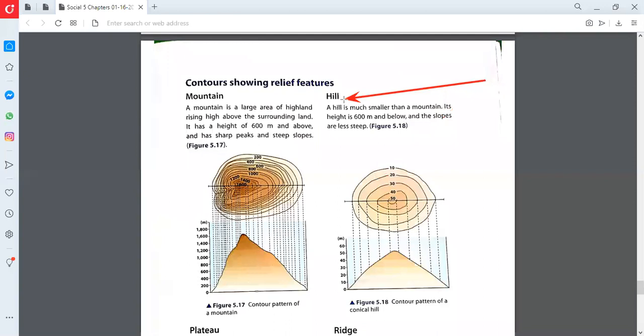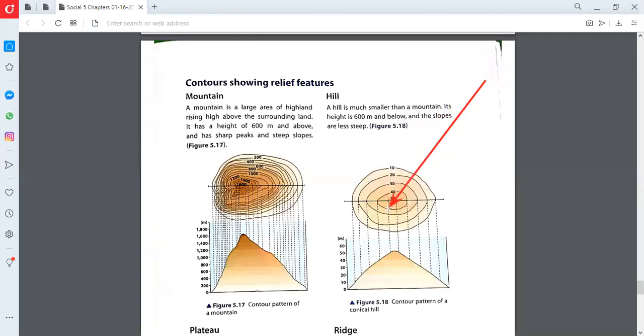If the land is high but less than 600 meters, it means that land is a hill. A hill is much smaller than a mountain. Its height is 600 meters and below, and the slopes are less sharp. Steep means sharp. If you see, it's very easy to walk on these slopes. Why is it easy? Because they are not sharp, just like figure 5.17.